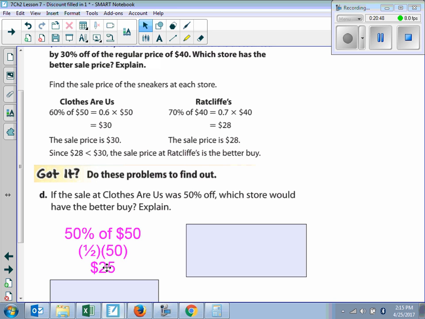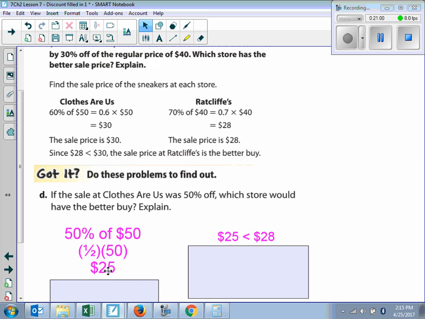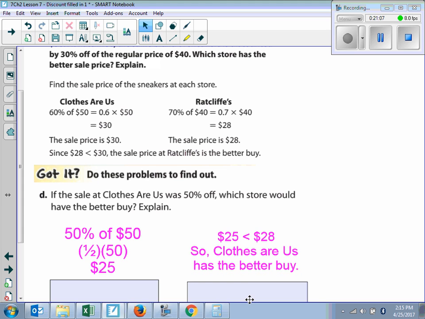So the question was, which one would have a better buy, Clothes R Us or Ratcliffe? Well, $25 is less than the $28 at Ratcliffe, right? So it'd be Clothes R Us. So Clothes R Us would have the better buy.